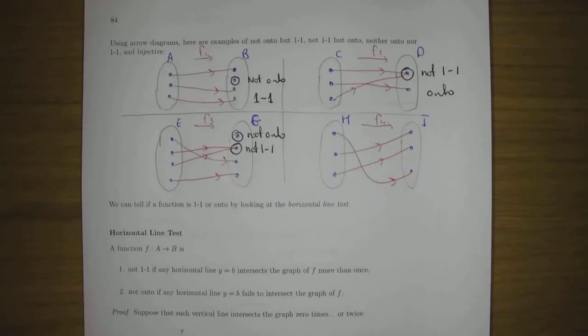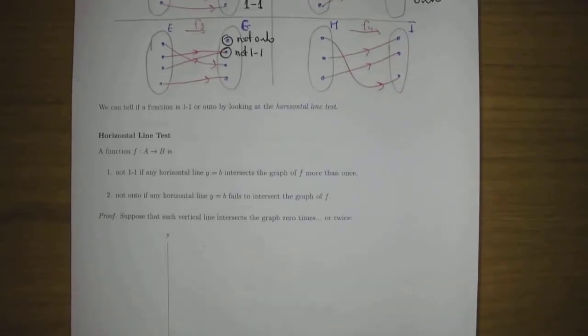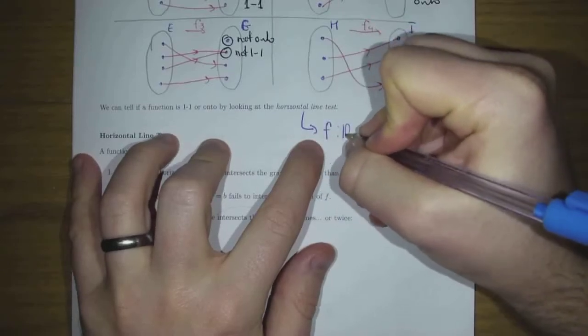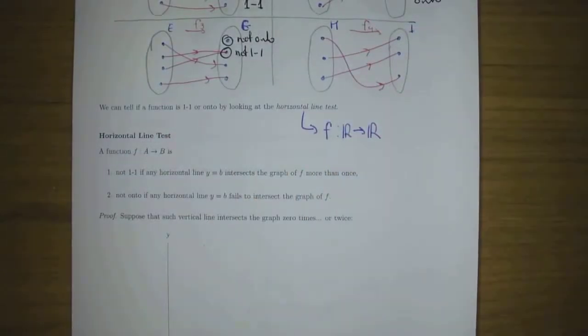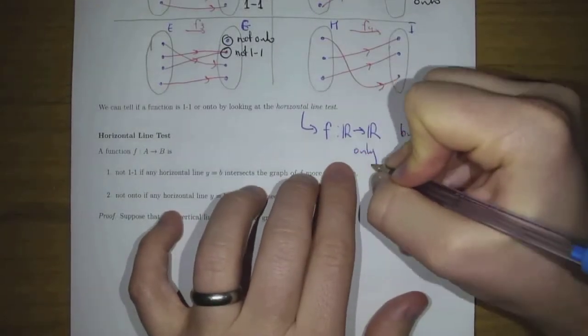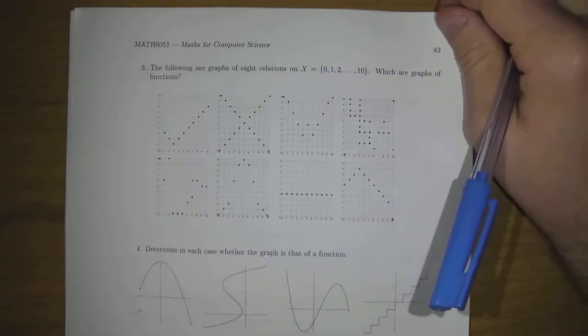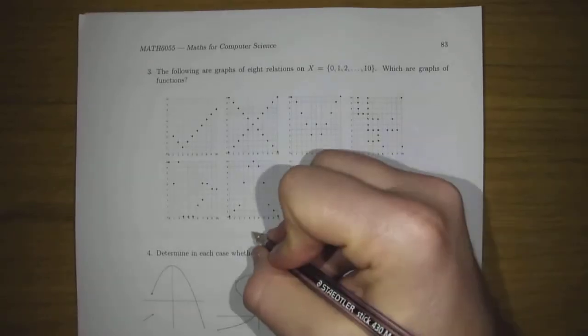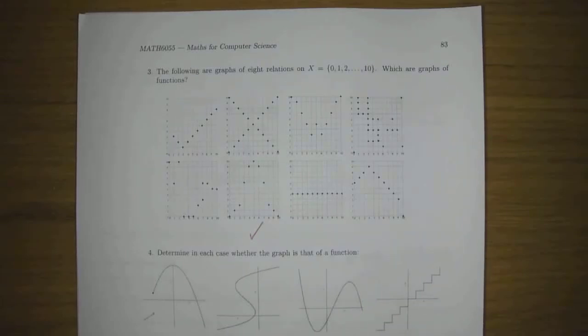So this is for finite sets, but if you have infinite sets, usually you're going to draw the coordinate graph and you can analyze. This will usually be for functions from the real numbers to the real numbers, usually but not exclusively. So for example, if I go back here, we can do horizontal line tests on these to see which of them are functions. Now I need to find one that is definitely a function. I think this one is a function.